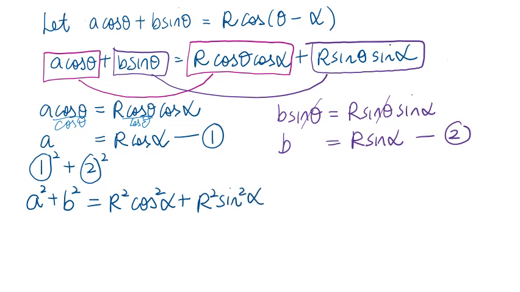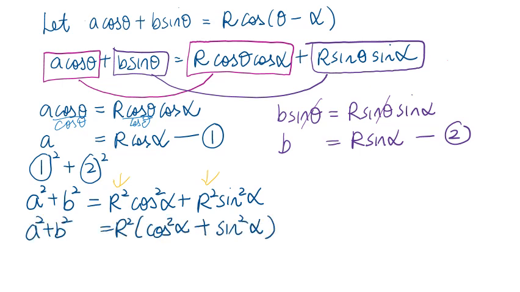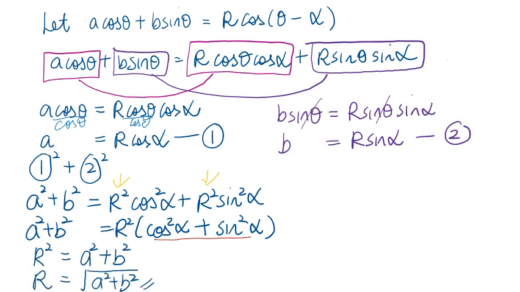Okay, and you see that r squared is a common factor, which I'm going to factorize. Right, and if we were to remember, this is one of our Pythagorean identities, and that gives you 1. So you have r squared equals r squared times 1, that gives you r squared. So r squared equals a squared plus b squared. So r is the square root of a squared plus b squared.